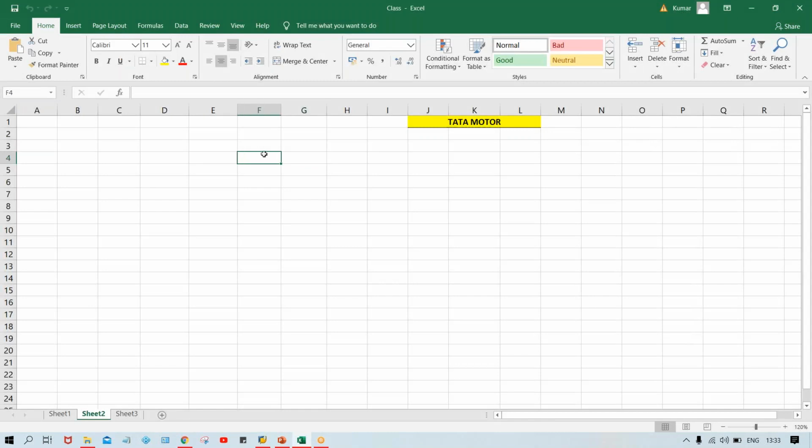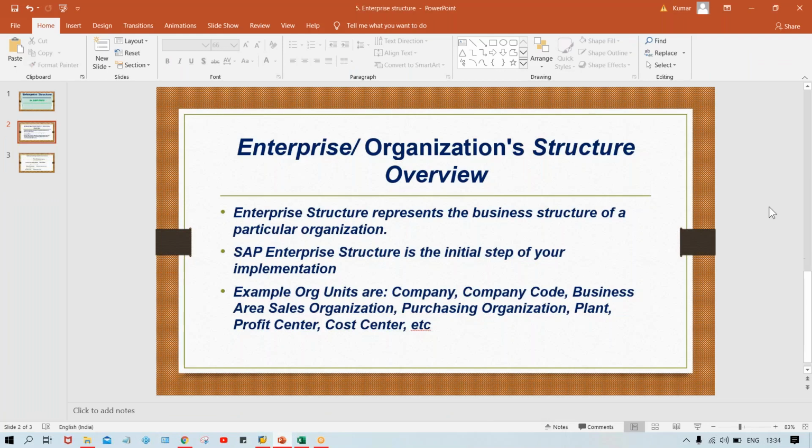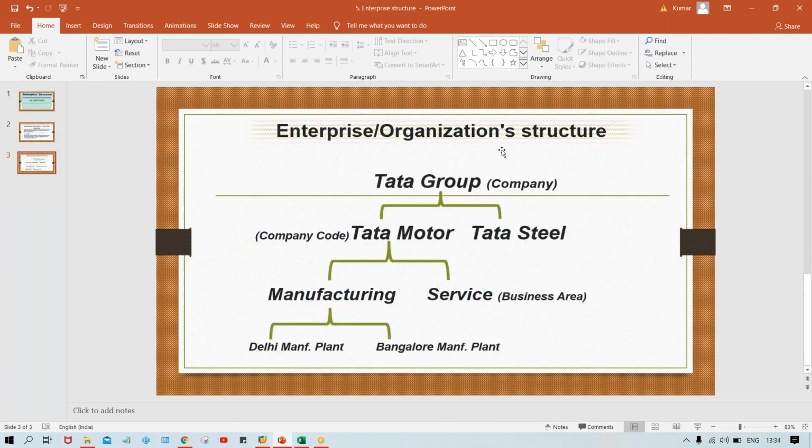Let me quote an example here. Let's assume Tata Motor. First of all, I'll show you some hierarchy. If we talk about enterprise structure or organization structure, look here at the hierarchy. First of all, Tata Group. It is a group company, of course, because it has multiple subsidiaries: Tata Motor is there, Tata Steel is there, Tata Chemical is there, and Tata Hotel Group is there, and multiple other subsidiaries are also there.